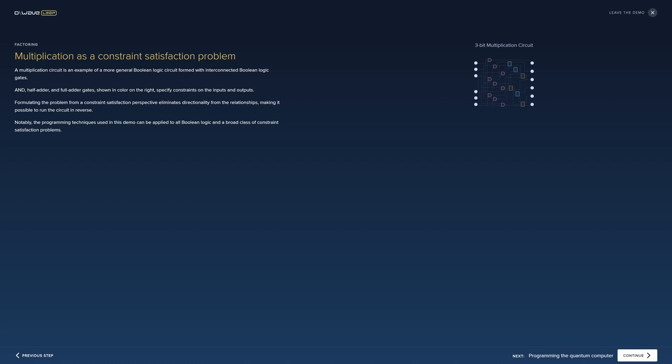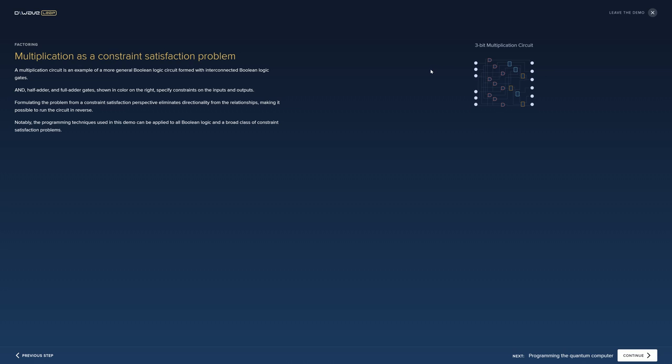Colored where we were. Colored on the right. Specify constraints on the input and output. Input was here and the output was here. So formulating the problem from a constraint satisfaction perspective eliminates directionality from the relationships.